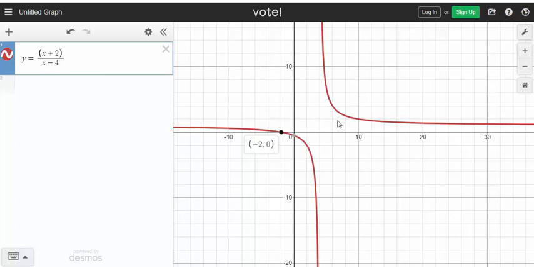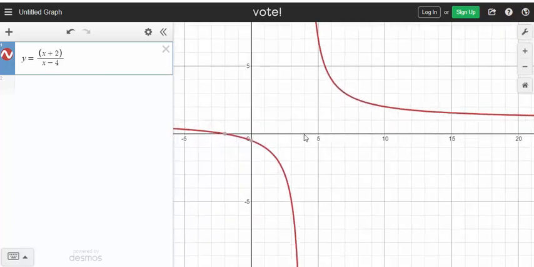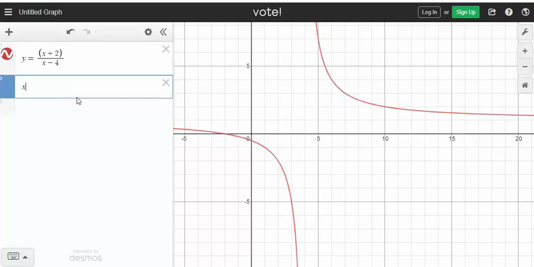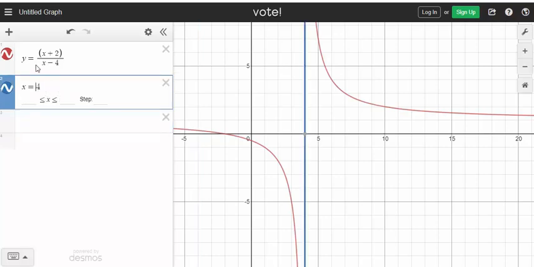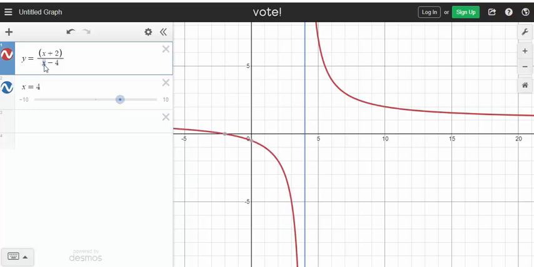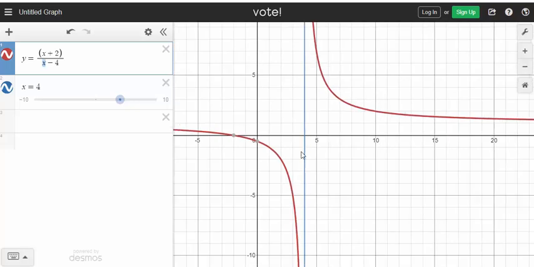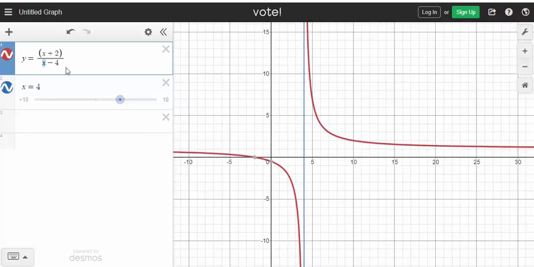It's undefined. And that's why if you were to look at this graph at x equals 4, there is no y value at x equals 4. That's the vertical asymptote right there. In fact, for effect, I'll type in x equals 4, obviously positive 4. If you plug in positive 4 into x, it makes the denominator 0. So if you plug in 4, you don't get a y value because you can't divide by 0 in math.